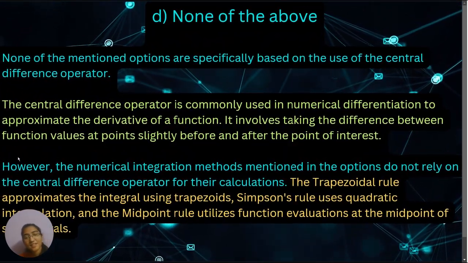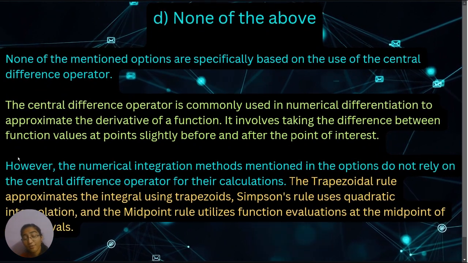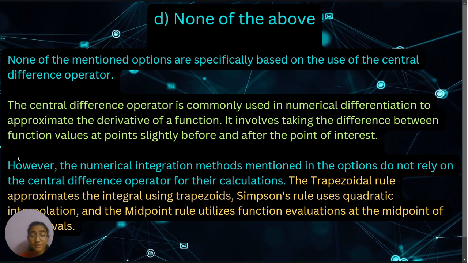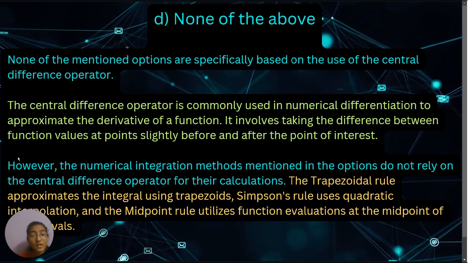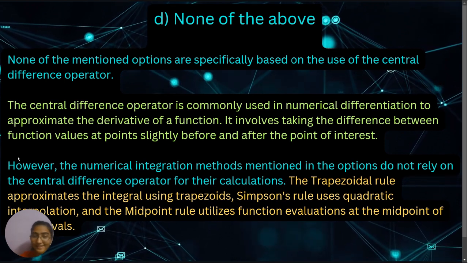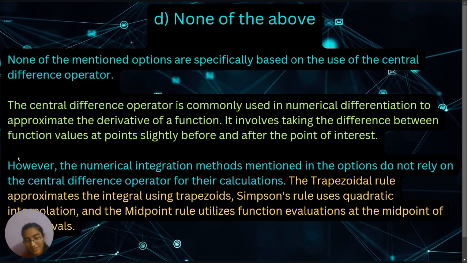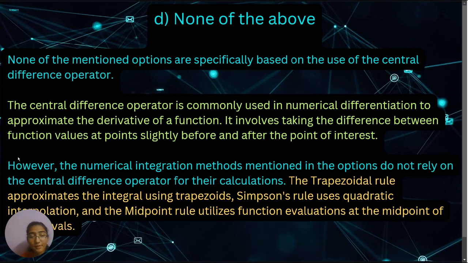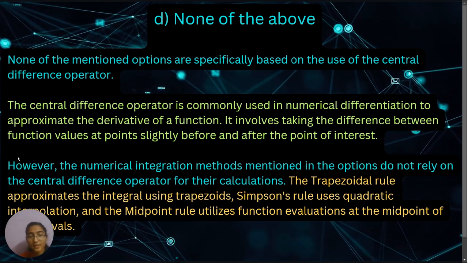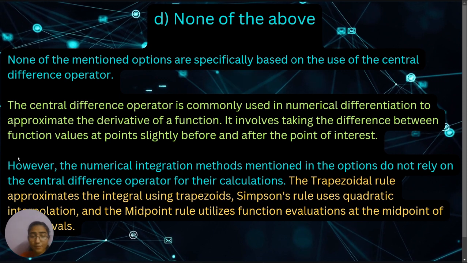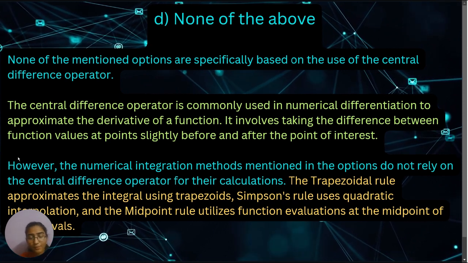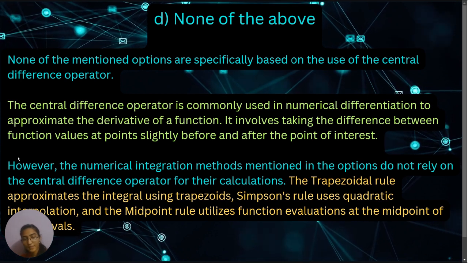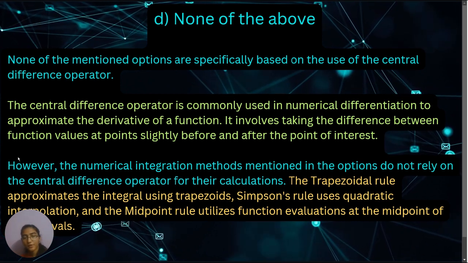Because the above mentioned options are not based on the use of the central difference operator. The central difference operator is commonly used in numerical differentiation to approximate the derivative of a function. It involves taking the difference between the function value at a point slightly before and after the point of interest. We take the difference between the points A and B, and our point of interest will be in the middle of A and B.